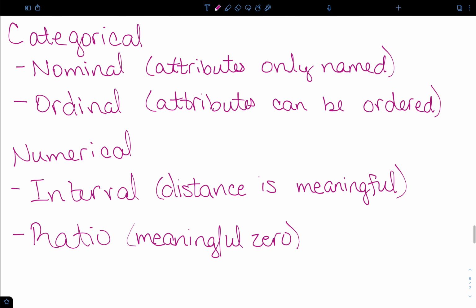To summarize, for categorical variables, we have nominal, which tells me my attributes can only be named. And we have ordinal, in which case the attributes can be ordered. For numerical variables, we have interval, where the distance is meaningful, and ratio, where there is also a meaningful 0.